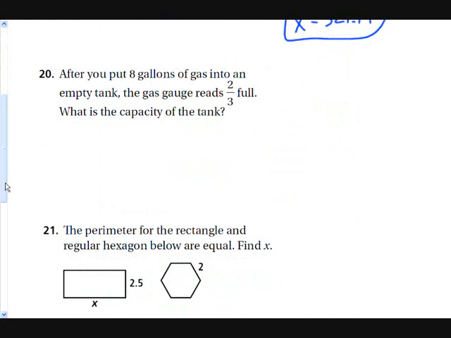The next one says, after you pump 8 gallons of gas into an empty tank, the gas gauge reads 2/3 full. What is the capacity of the tank? And there's really two ways to approach this. If we're writing an equation, one way we could look at it is in terms of a proportion. 2/3 of the way full, that's 2 out of 3 parts. Well, there's 8 gallons in the original tank, and that's 2/3 of it. What was the original? So that's the total.